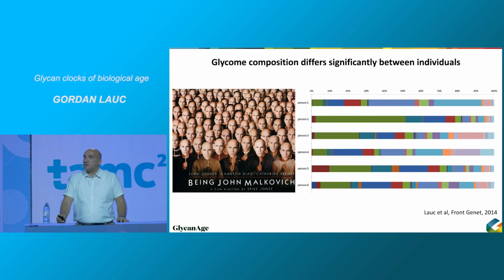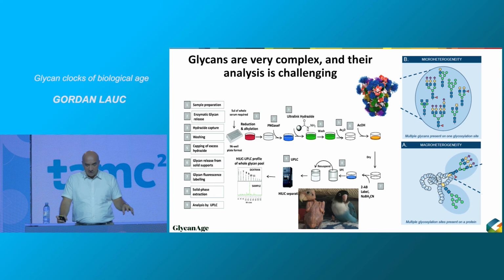So why don't people look at glycans more? Why didn't you learn about glycans during your studies? And the answer is because glycans are extremely complicated. You can have many different structures attached to the same glycosylation site. You can have multiple glycosylation sites on the same protein, and it really takes many chemical steps to analyze a glycan, especially in a high-throughput manner.